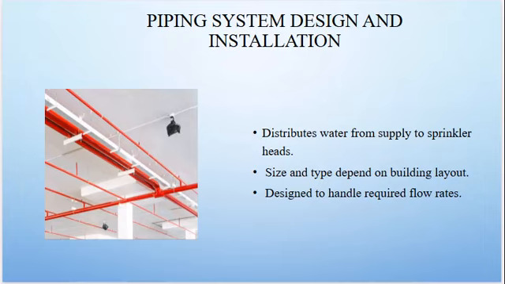Piping system design and installation. The piping system is responsible for distributing water from the supply to the various sprinkler heads. The size and type of piping depend on the layout of the building and the required flow rates. Proper installation is critical to ensure that the system functions effectively under pressure. Design considerations include minimizing bends and ensuring proper support for pipes. Regular inspections of the piping system help prevent leaks and ensure integrity.